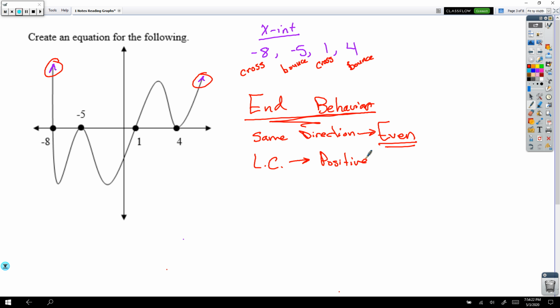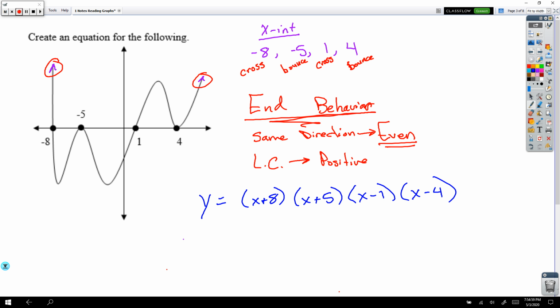Alright, so let's go ahead and write our x-intercepts as their factors. So I would have y equals, I'm going to have x plus 8, right? It's going to be the opposite sign. X plus 5, x minus 1, and x minus 4. Now I just need to adjust the exponents so that things are even if they bounce, odd if they cross, and that everything adds up to give me an even total, because my degree has to be even.